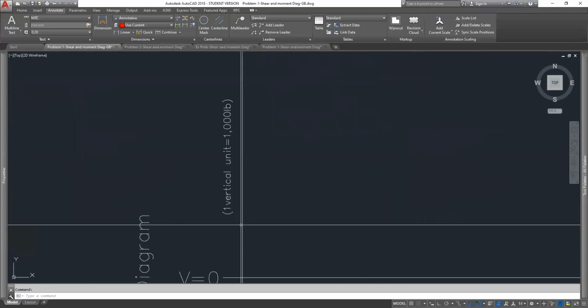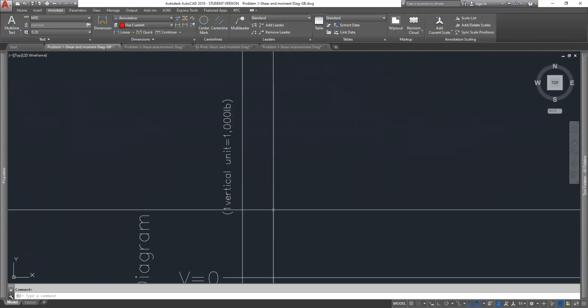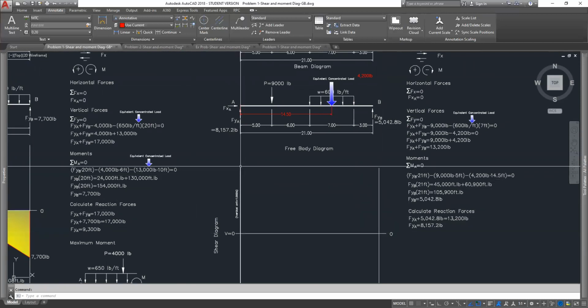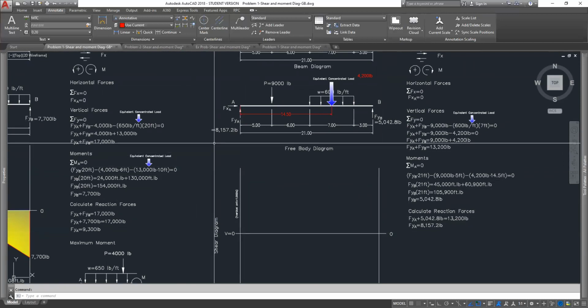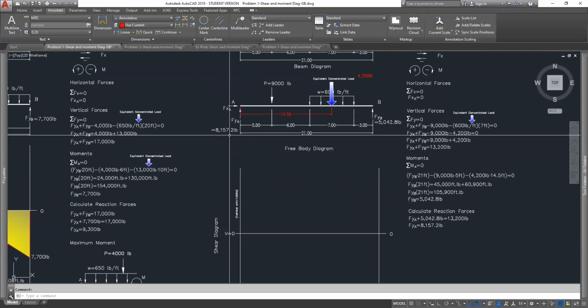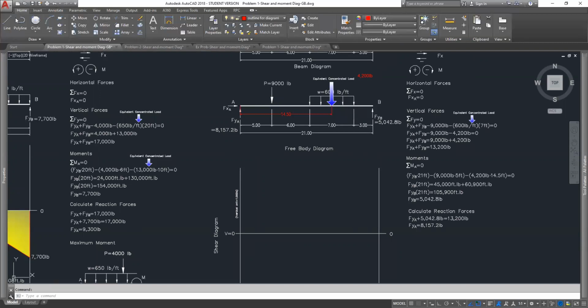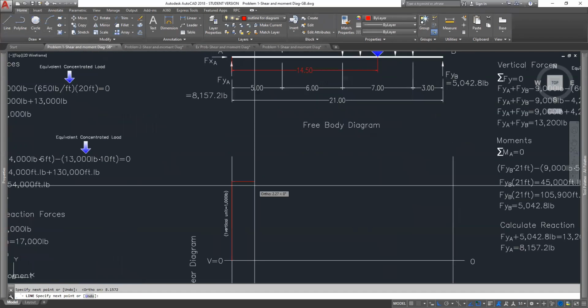Now, if you notice what I put in here, 1 vertical unit is equal to 1,000 pounds. So the first thing that we want to do is we're going to start at this point. That is our first event going up. I'm going to type in 8.1572. Okay, so that should be our beginning shear going up. So I'm going to go 8.1572. And that locates me right at that point.